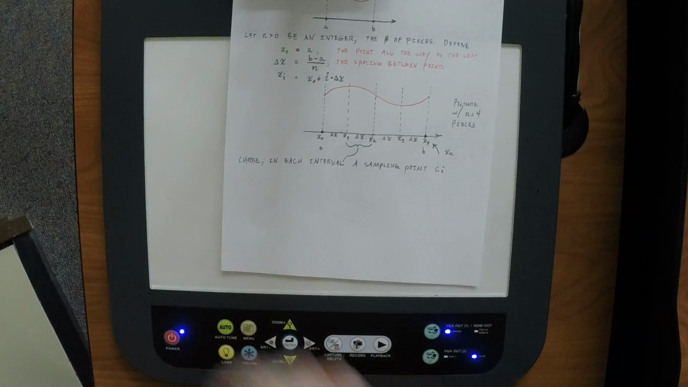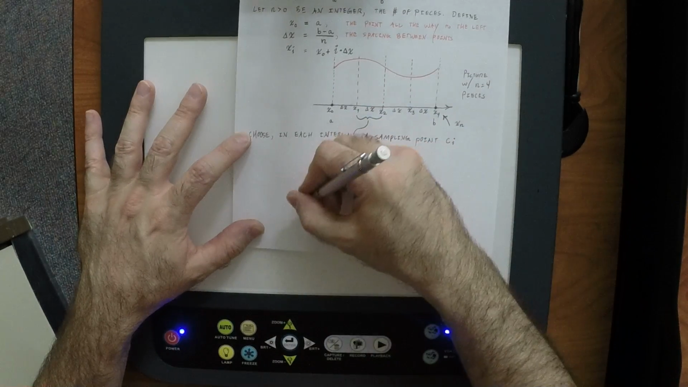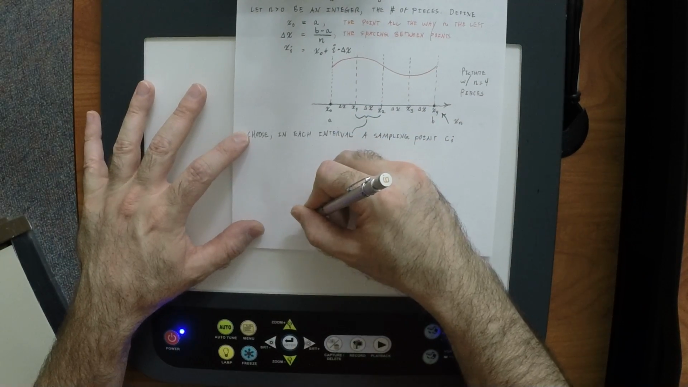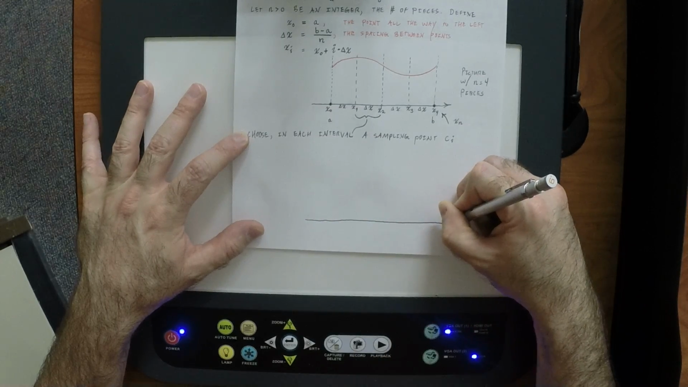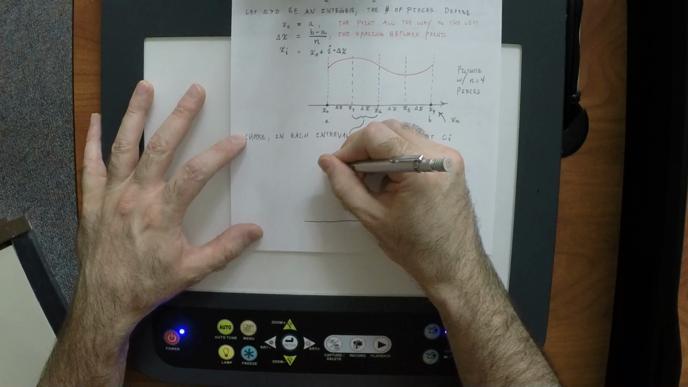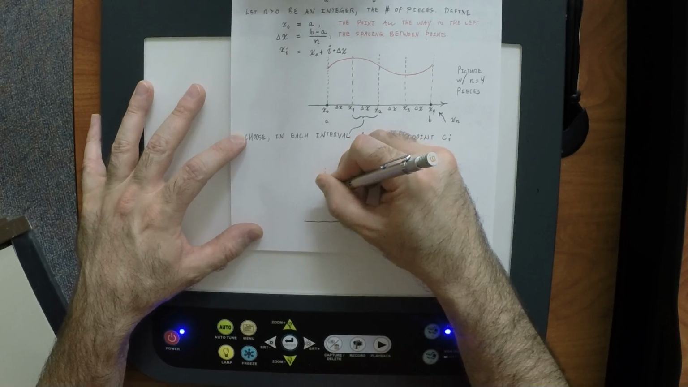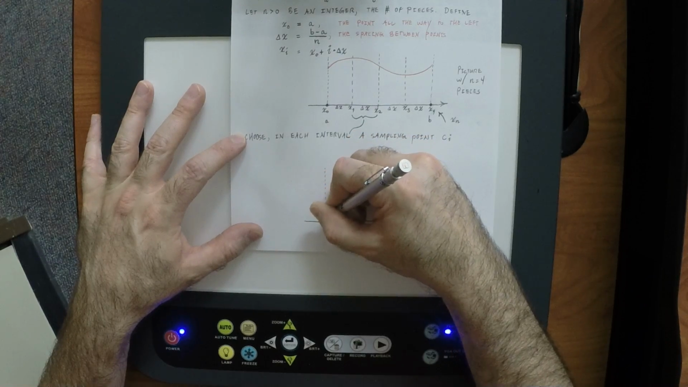Okay, so now I'll draw another picture. So is drawing this many pictures tedious? Of course it is, but I'm trying to strike a balance between tedium and intelligibility.